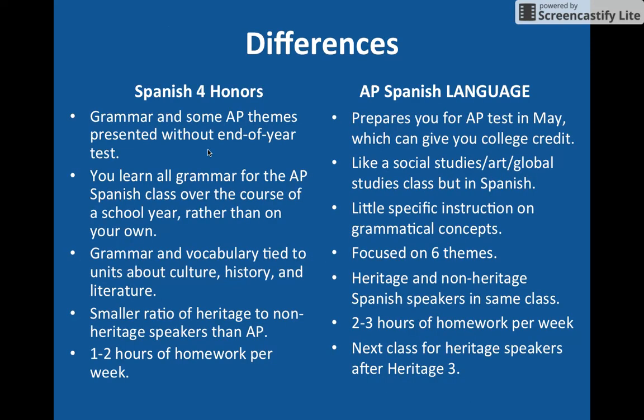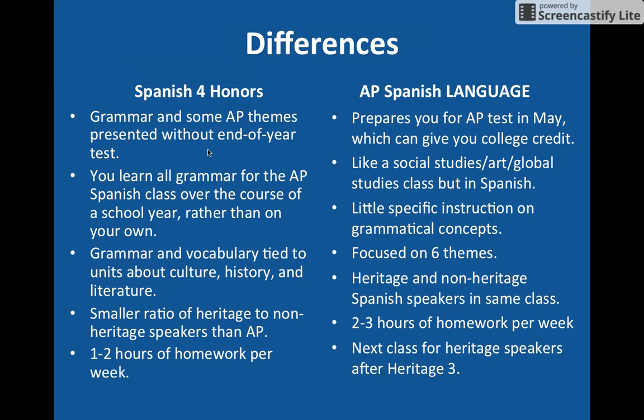Differences between Spanish 4 Honors and AP Spanish Language. In Spanish 4 Honors, grammar and some AP themes are presented without the end-of-the-year test. And in AP, we prepare you for the AP test in May, which can give you college credit. In Spanish 4 Honors, you learn all grammar for the AP Spanish class over the course of a school year, rather than on your own.